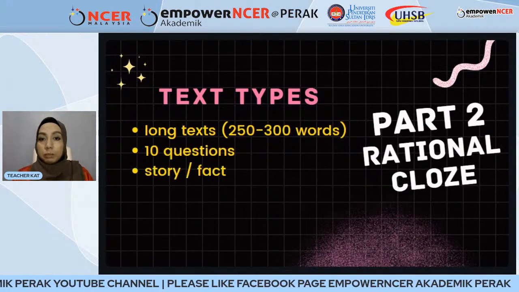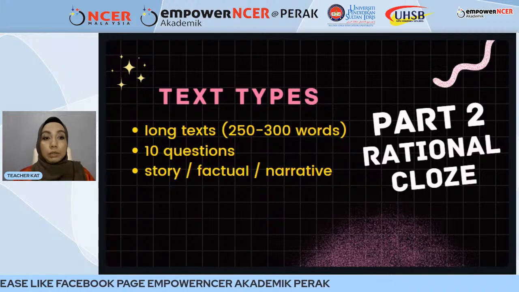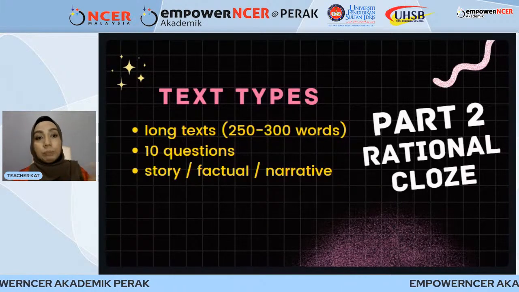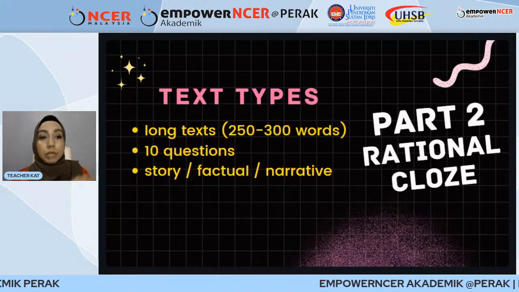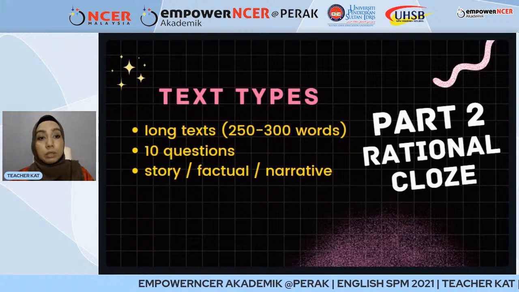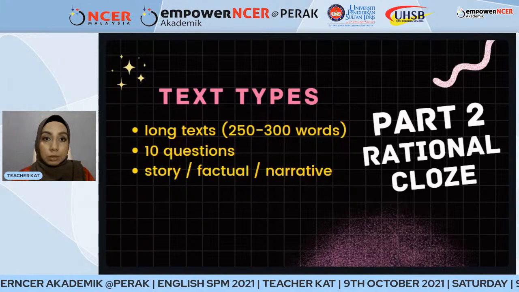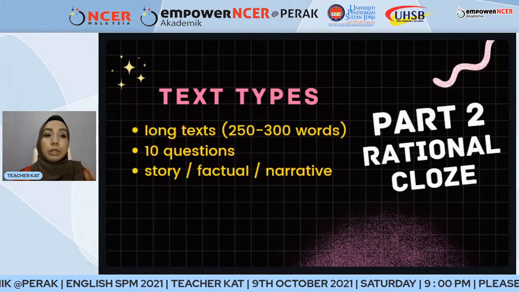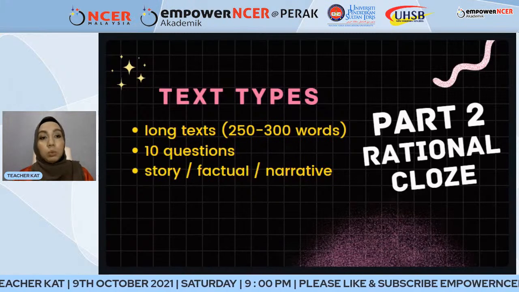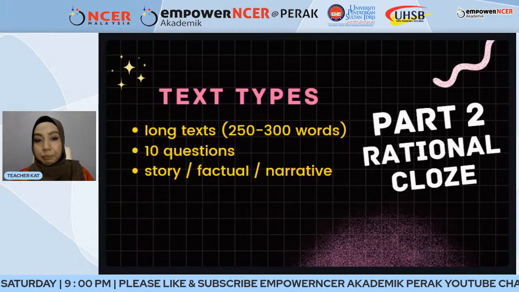Okay, now this is part two, the rational clause. The text type is a long text. So part one is short text, and part two is long text. The length of this text is around 250 to 300 words. For this part there are 10 questions given, and the text normally will be based on a story, or factual, or narrative.